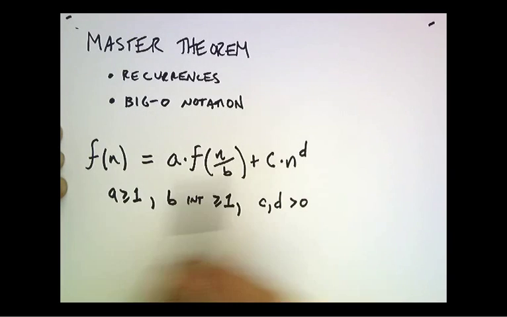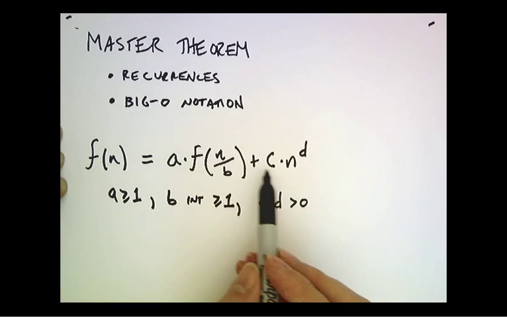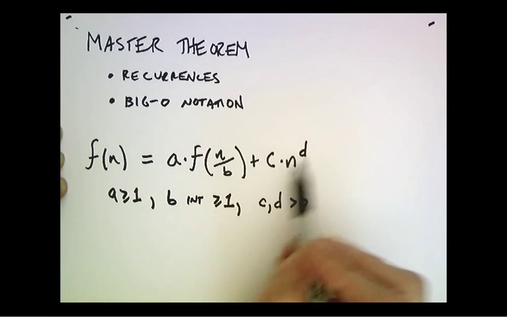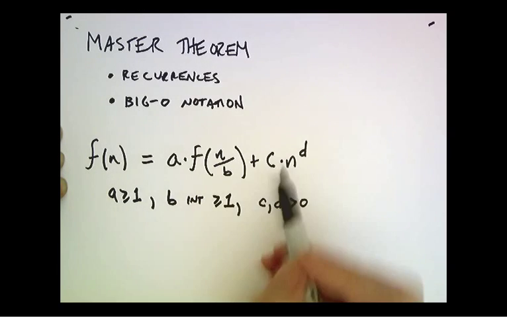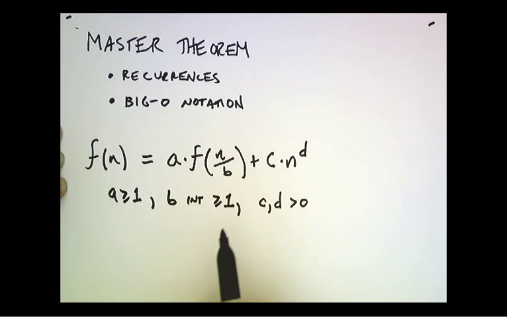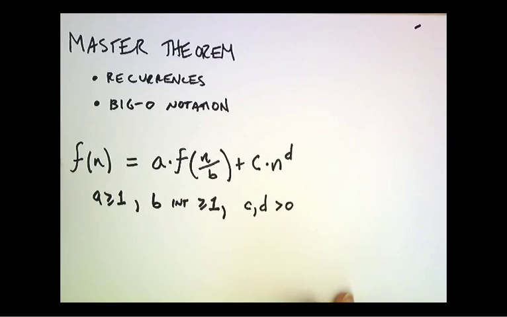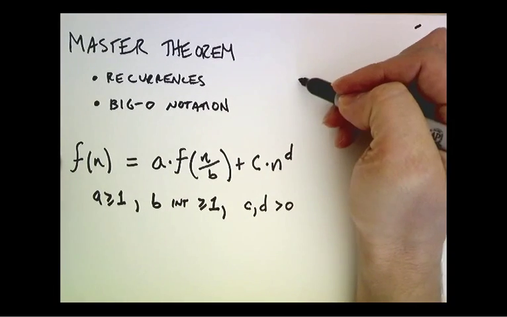Okay, so notice this is a recurrence. It is not a homogeneous linear recurrence. We have this term sitting over here that doesn't make it homogeneous. But it still is a recurrence, and we don't know how to solve them exactly. But what the Master Theorem tells you is that you can get a big O estimate for what this function is. So if you have a recurrence of this form, the Master Theorem says the following.